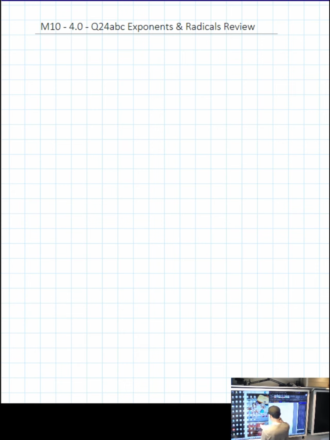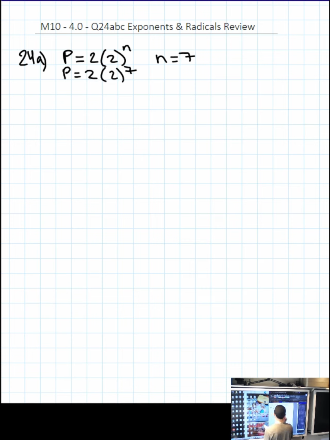Okay, 24a. Solve for P if n equals 7. So we can write down the formula. P equals 2 times 2 to the n. And they're saying that n equals 7. So P equals 2 times 2 to the 7. Now, what does BEDMAS tell us to do first, the multiplication or the exponent? Well, exponents first. So 2 to the 7 is 128. So P equals 2 times 128. And therefore P equals 256.